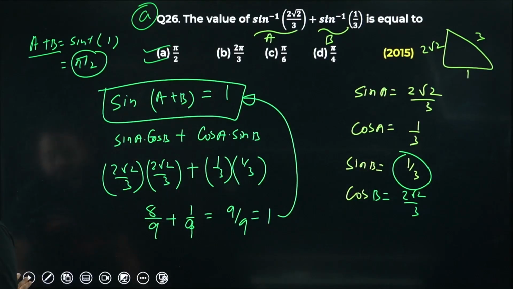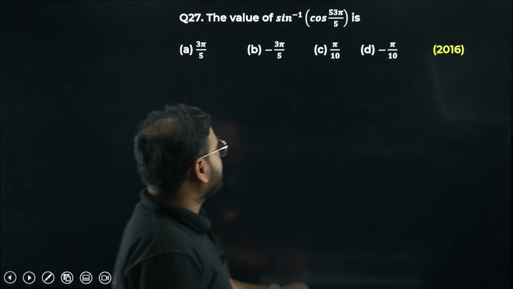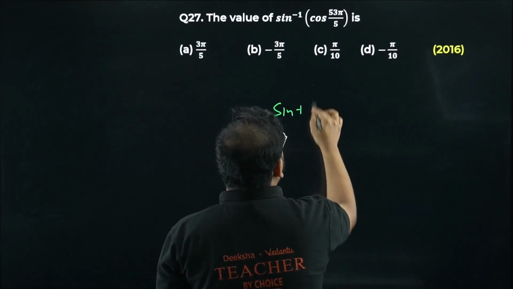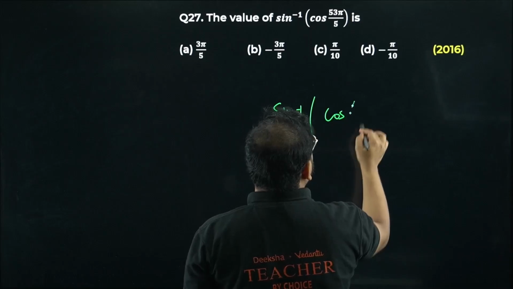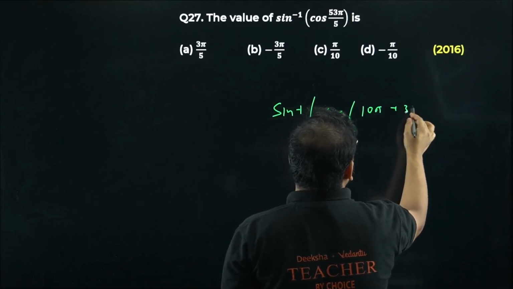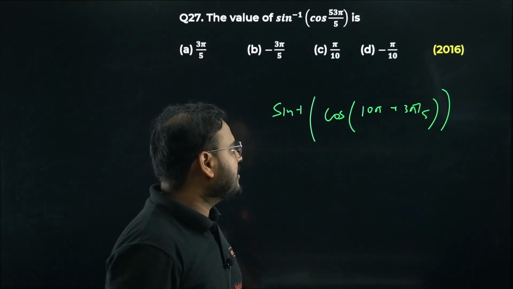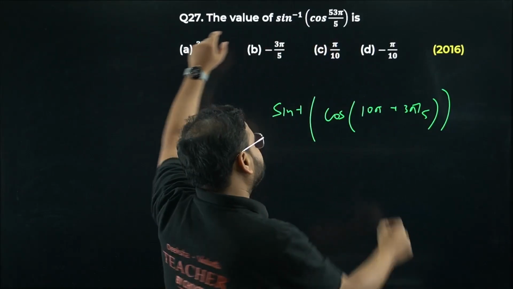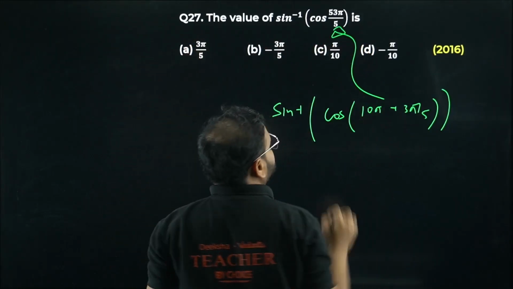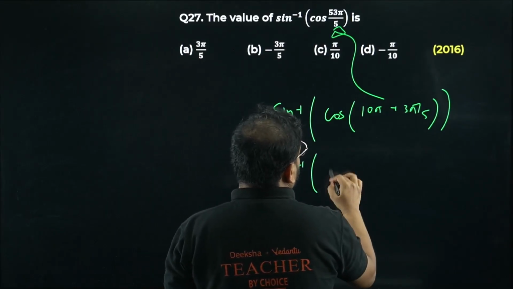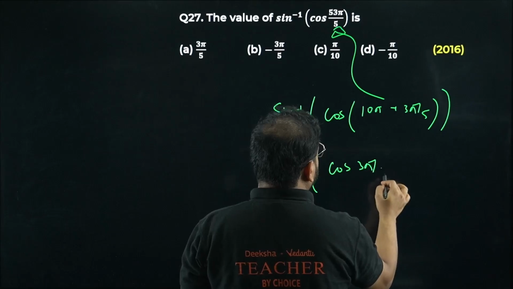27 now. So what I have is the value of sine inverse of cos. This is very simple, sir. Please check. Sine inverse of cos of 10 pi plus 3 pi by 5. 10 pi plus 3 pi by 5 is how much, sir? 50 plus 3, 53 pi by 5. Same angle. I can write this as sine inverse of cos 3 pi by 5.